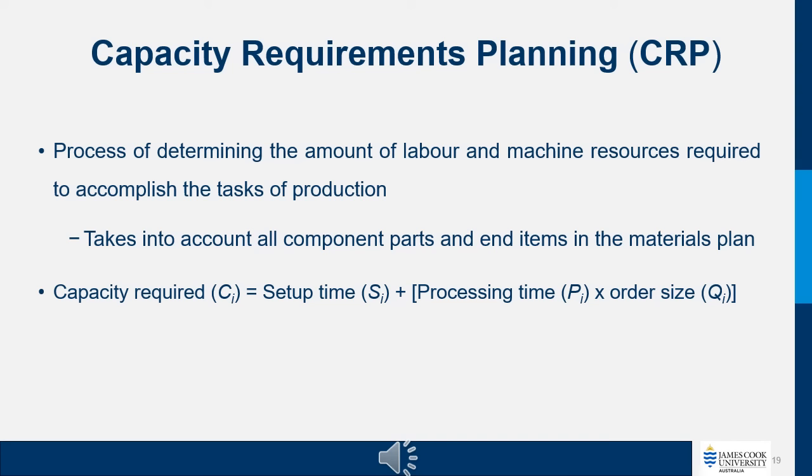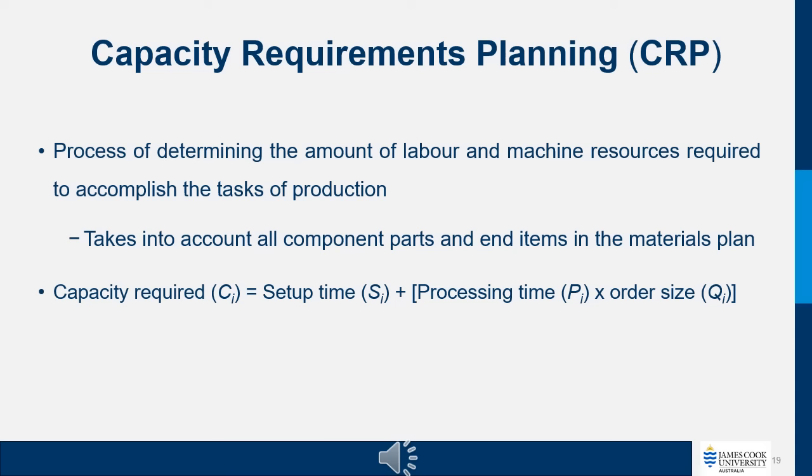The formula in CRP to calculate the capacity requirement for an operation is: capacity requirement equals setup time plus process time times order size. So the capacity required is the sum of the setup time, which includes the time needed to prepare the equipment, tools, and materials for production, and the processing time, which is the time required to complete the actual production process.